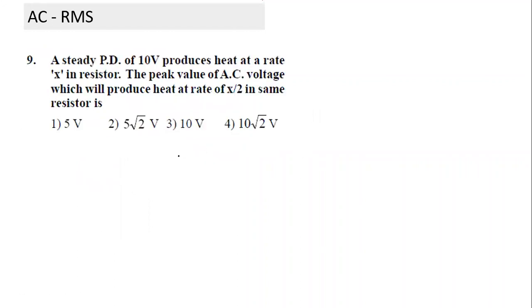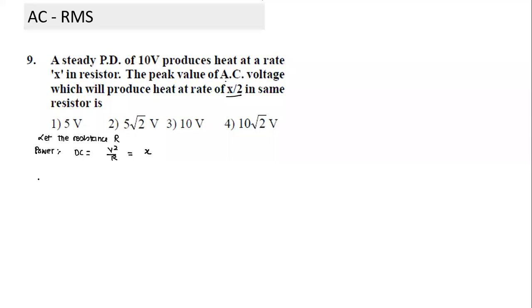Okay, this question. In one case, 10 volts of DC voltage is applied to a resistor and it produces heat at the rate of X. What is the peak value of AC voltage that will produce heat equal to X by 2? Can we easily solve this question? Let the resistance be R, the same resistor. So in case of DC, power is equal to V square by R, and that is equal to X.